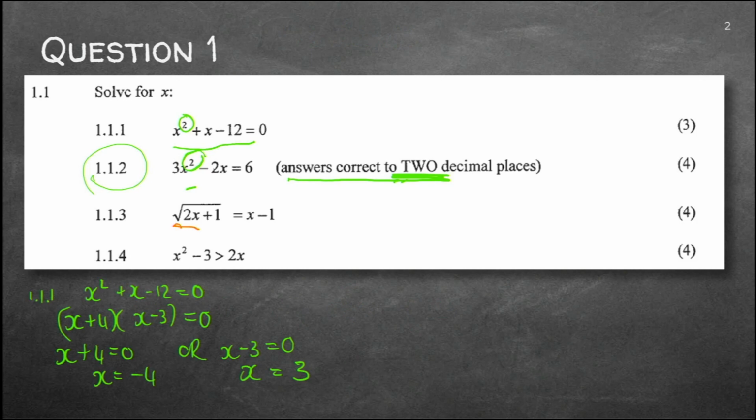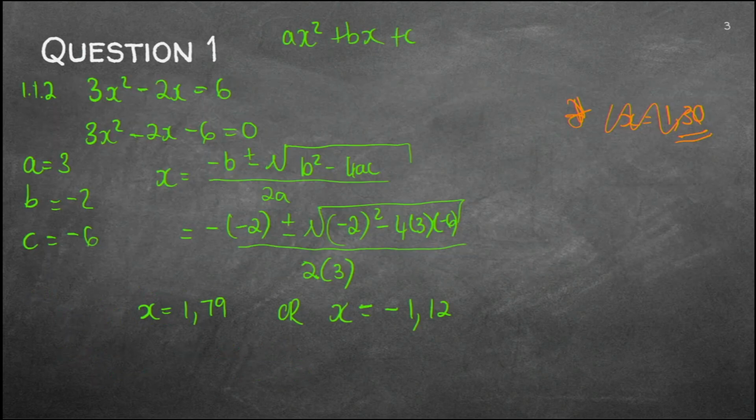The square root of 2x plus 1 is equal to x minus 1. Right, let's quickly have a go at that. Let's go to the next page. So now we have 2x plus 1 equal to x minus 1.